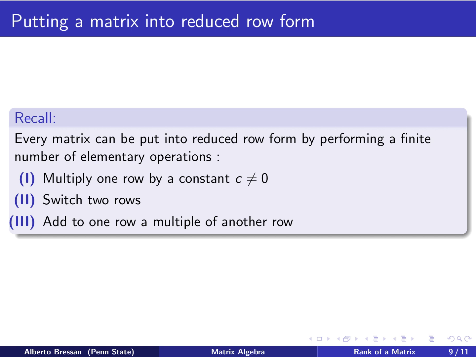Okay, so let's recall something we have learned earlier because it's useful here. In the procedure of solving the linear system, we carry out an algorithm to put a matrix into reduced row form. Every matrix can be put into reduced row form by performing a finite number of elementary operations, and the elementary operations are the following: multiply a row by a constant, switch two rows, and add to one row a multiple of another.